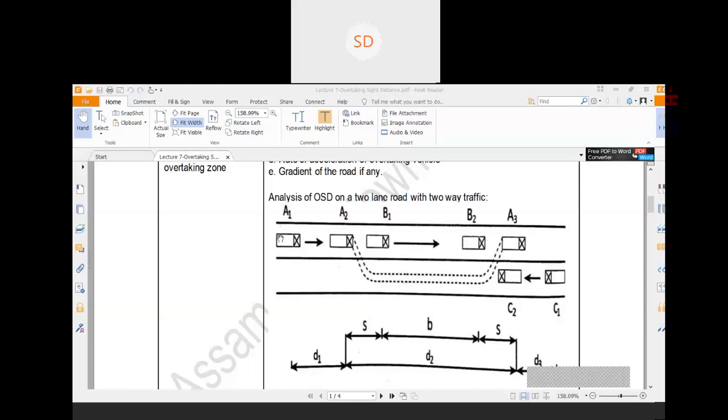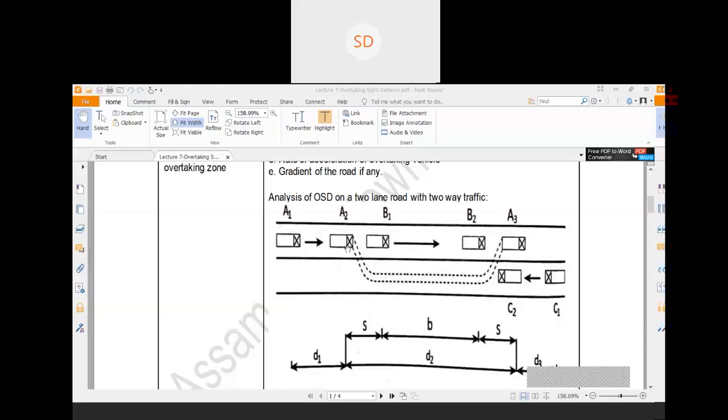So from A1 to A2 you will reduce your speed. Suppose your initial speed was v kilometer per hour or v meter per second. After you encounter the slow moving vehicle, you will reduce your speed to the speed of the slow moving vehicle. Suppose the speed of the slow moving vehicle is v_b meter per second. So your new speed from A1 to A2 would be v_b meter per second.